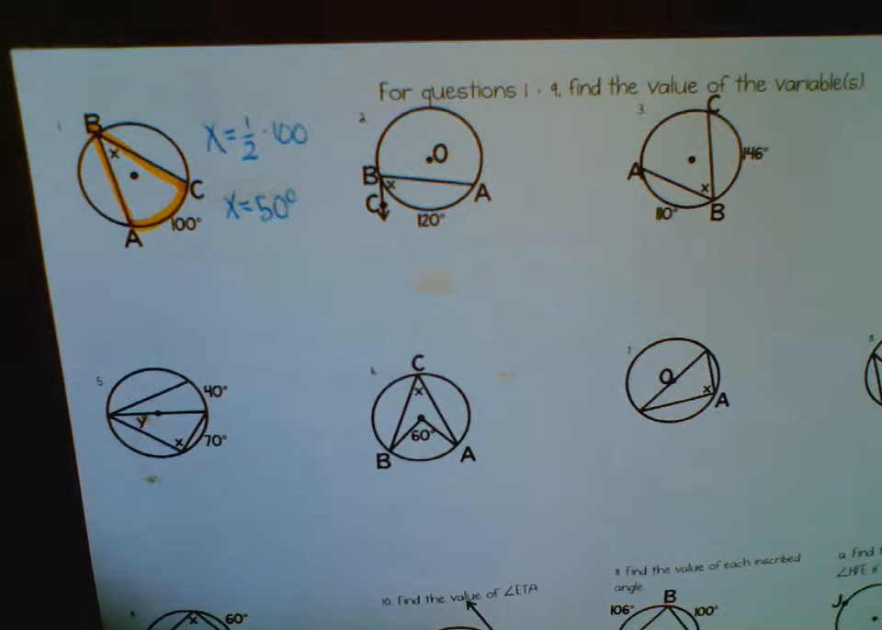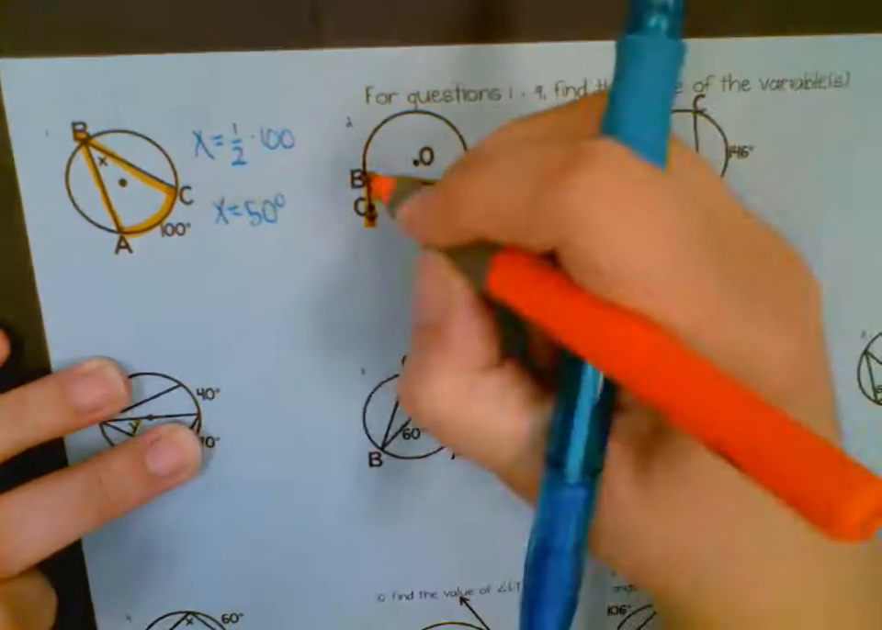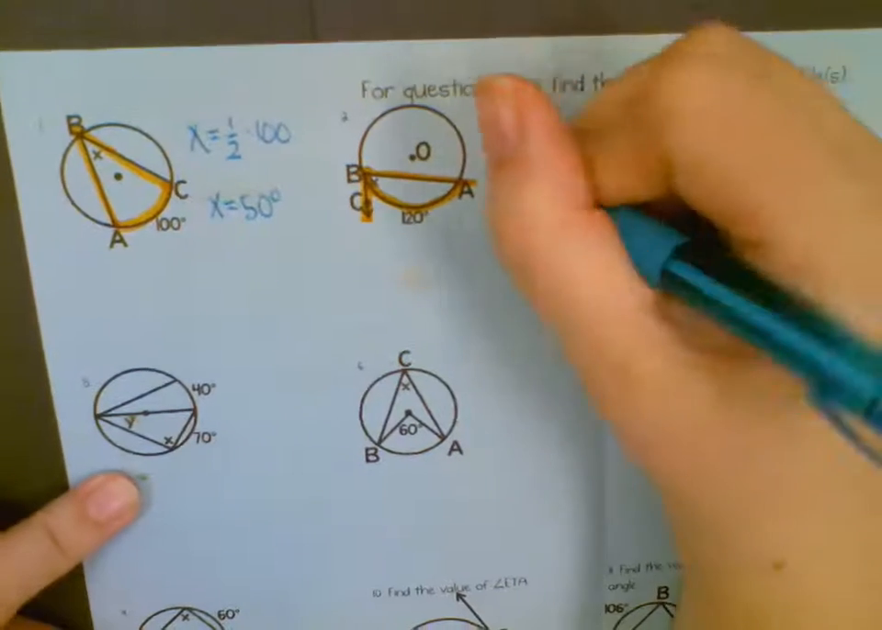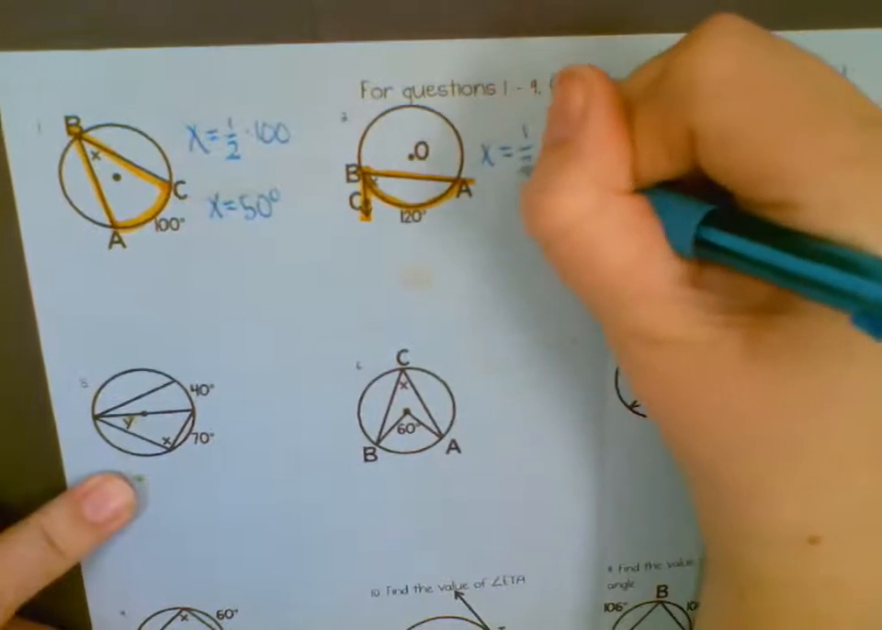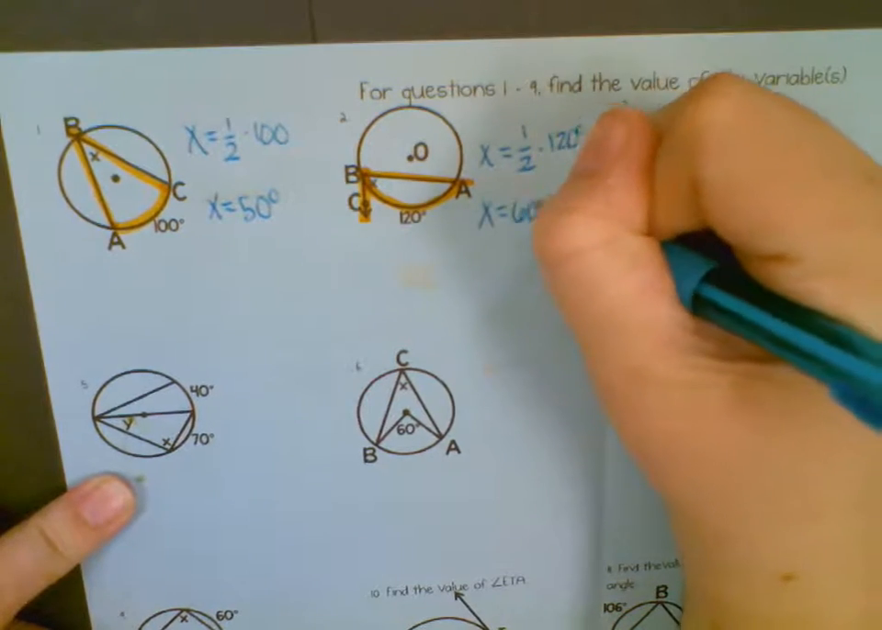So number 2, same idea. Here's our inscribed angle, angle x, and then this is the arc that it opens up to. So angle x is equal to half of the arc, so x would be 60 degrees.